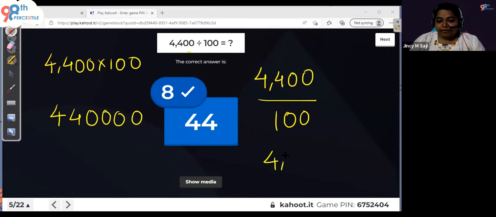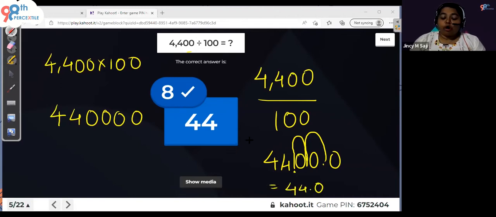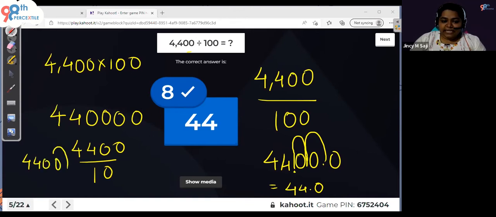So if the point is here, we are going 2 points to the left. See, we are putting the point here. So now the answer would be 44.0 or 44. Suppose it was 4400 over 10, with only 1 zero here. Then we will only move 1 point toward the left, and the answer would have been 440.